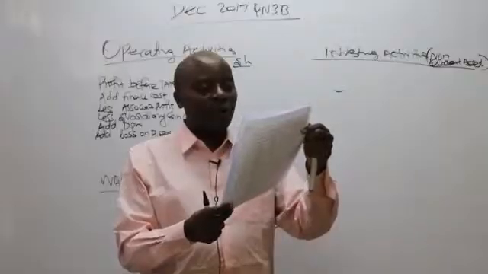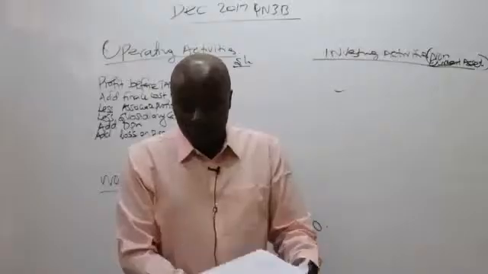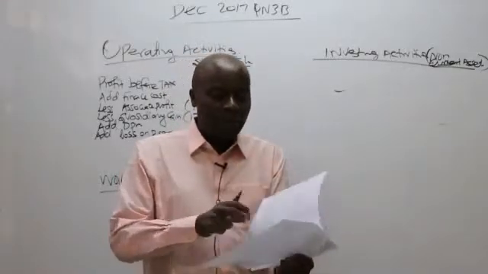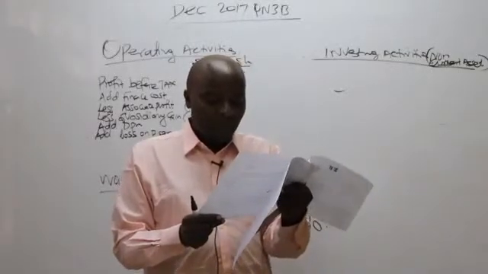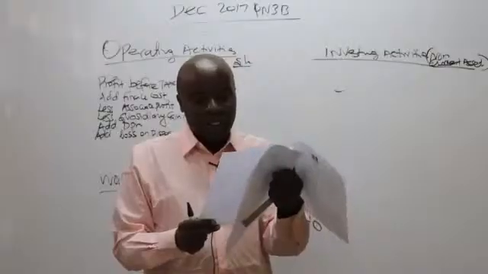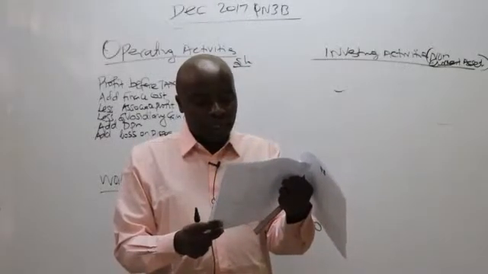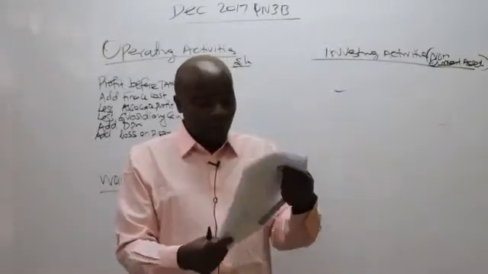Hata unaweza ukaanza na note hapa. Hebu tuanze na note number 1. What are they telling us in note number 1? Wanasema during the year ended 31st October 2017, depreciation of shillings 240 million was charged in relation to property, plant and equipment. Haya, hiyo najua nitaitumia mahali, lakini tuende kwa number 2 kwanza.